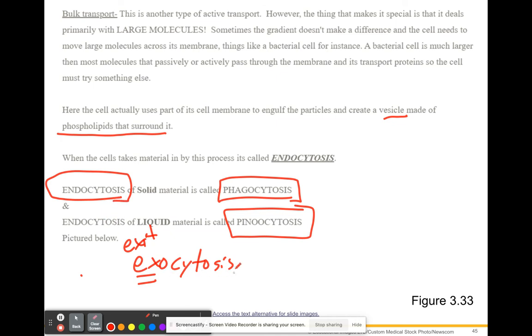When we want to get rid of something, doesn't matter if it's solid or liquid, we're just going to call it exocytosis. So this is the movement of material outside or exiting the cell. And it does so by using a vesicle that's inside and releasing it outside of the cell. And I'm going to show you a picture of that or a video of that now.